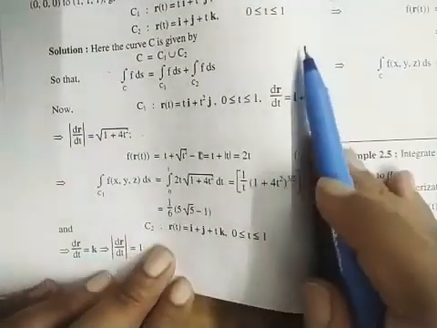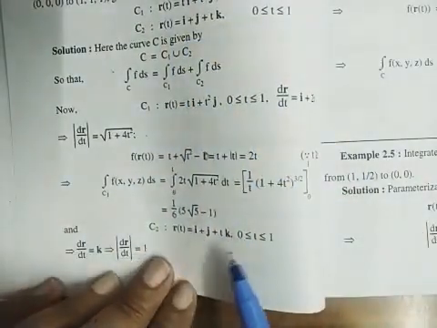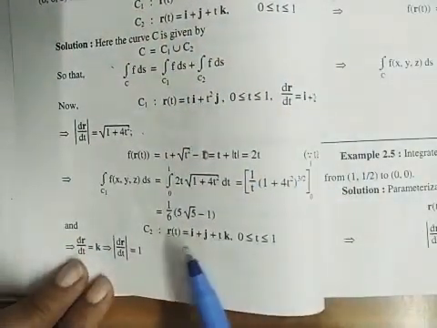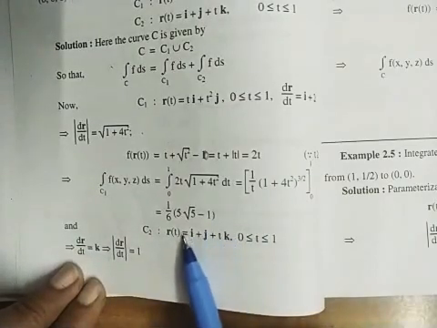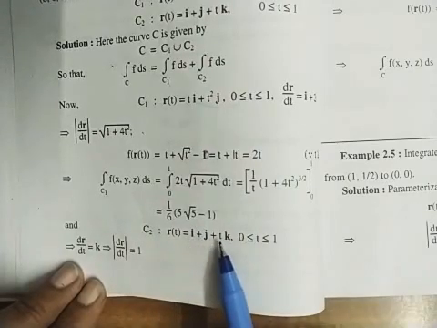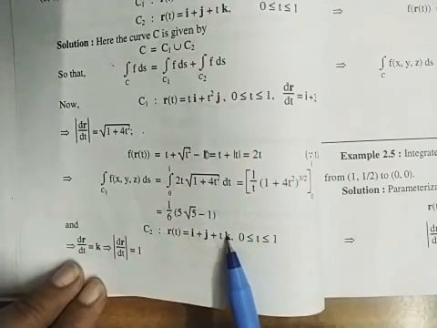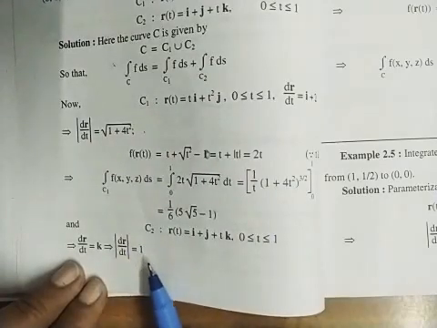C2 is given as i plus j plus tk. Again, from this we will find dr by dt. Its derivative with respect to t: for 1, the derivative is 0; for 1, the derivative is 0; for t, the derivative is 1, so it is k. So the mod of dr by dt is the square root of 1 squared, that is 1.